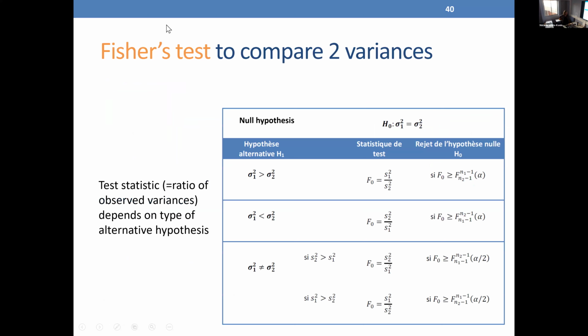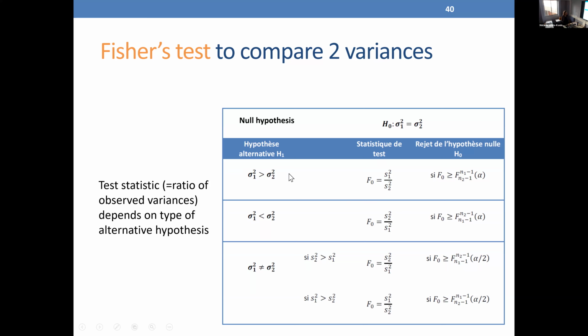And then we have a test, Fisher's test, which is used to compare two variances. The thing about this test is that depending on the alternative hypothesis, the test is slightly different. So in all cases, the test statistic is the ratio between the two variances, the two observed variances, okay? It's either S1 squared over S2 squared or S2 squared over S1 squared. But how do we know which one to put over the other? So the formula is quite easy, but it depends on the alternative hypothesis, which way round we put it.